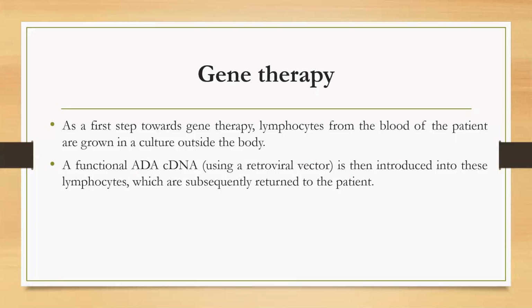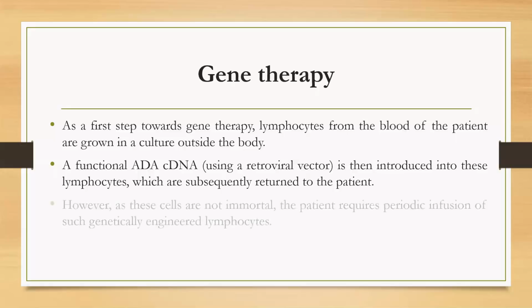I repeat, the healthy genes, functional ADA cDNA, complementary DNA, were introduced into the retroviruses, and retroviruses are used as vectors. So such retroviruses were allowed to infect the T lymphocytes. Infection means here just the delivery of that functional ADA gene into the animal cell. So such lymphocytes are the treated or repaired T lymphocytes, and such treated or repaired T lymphocytes were then introduced into the patient's body, that means into the bone marrow.